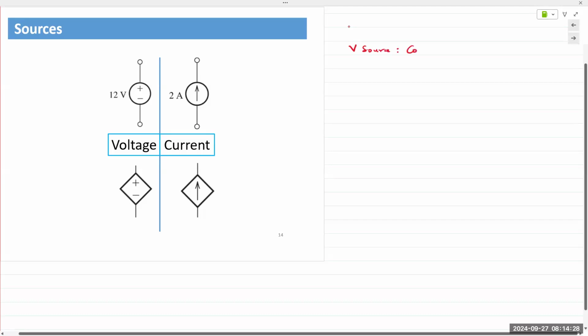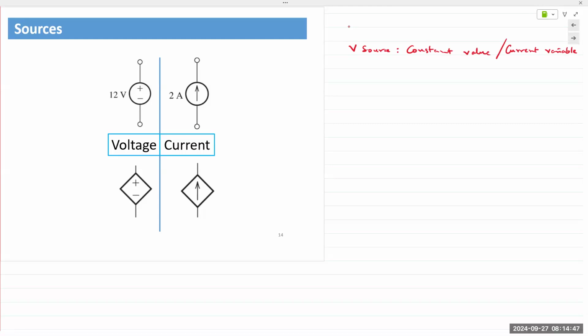So the difference is that a voltage source is a device that would supply a constant value of the voltage, and the current is variable. So the power supply will adjust the current depending on the needs of the load circuit that is connected to the power supply. Again, a voltage source supplies a fixed or constant value of the voltage. Applies to both AC and DC. We are not talking about with respect to time in this case. We're just talking about voltage versus current.